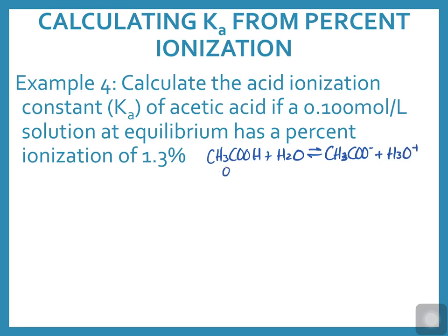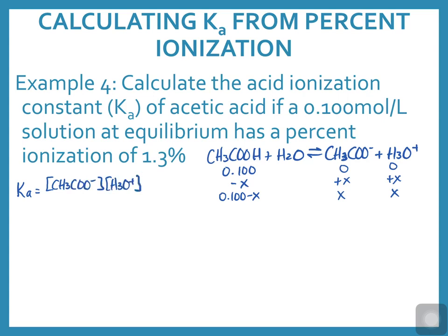So I know that I have 0.100 to start with, a 1:1:1 ratio. 0.100 minus x, and x there. So Ka is equal to my product, so acetate ion concentration times hydronium ion concentration all over acetic acid concentration.